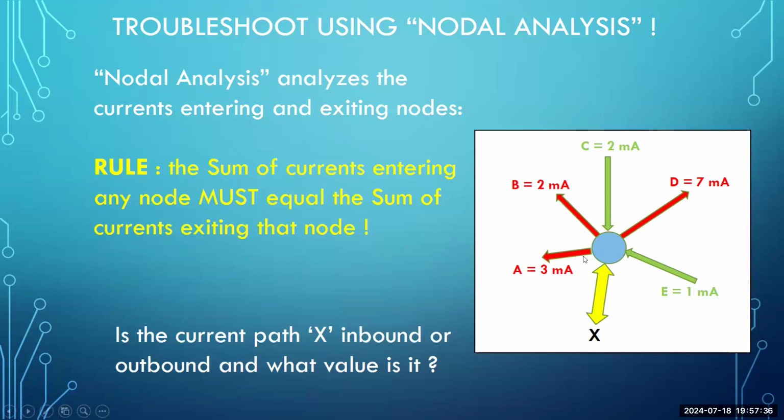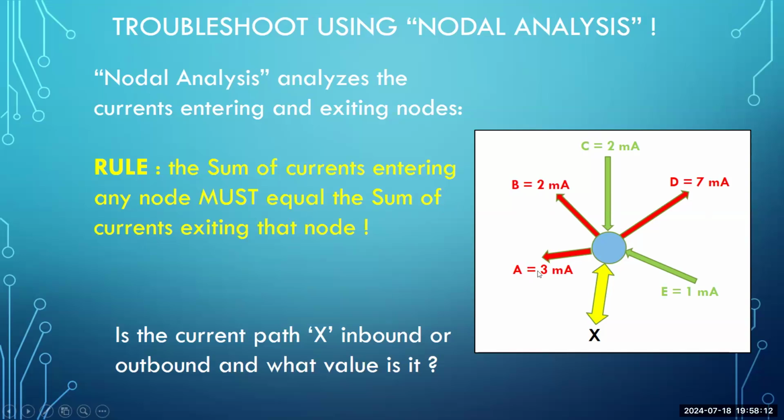And I have 3 currents in red, 2 currents in green. And it says we have, according to the rule, the sum of currents entering any node must, it's capitalized, must, it's absolute, equal the sum of the currents exiting that node. So taking a look at the illustration on the right, I have 3 red paths of current. I have A, B, and D in red, and they are shown with an arrow pointing out of the node. So these are outbound currents.